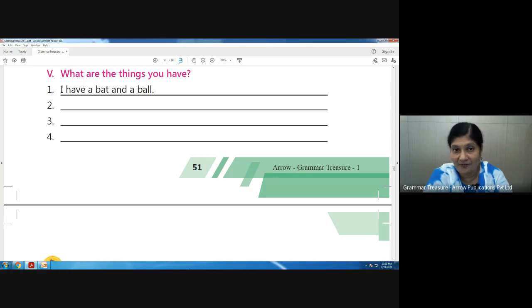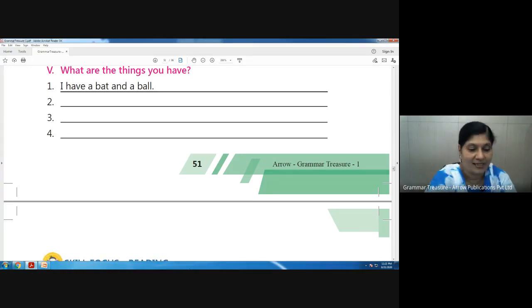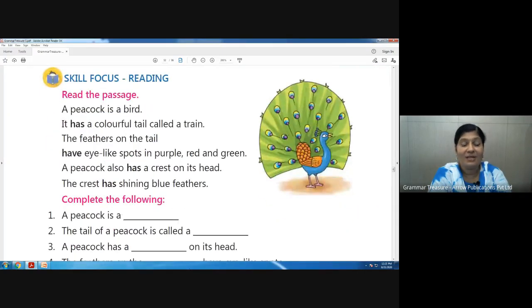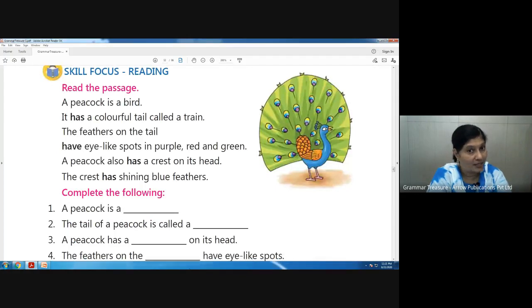So what toys do you have? Write about all that in these 4 lines. Now let's go to the next interesting exercise called skill focus reading. Ready, children? You have to listen to me very carefully. Then you'll have to fill in the blanks after reading the passage very, very carefully.